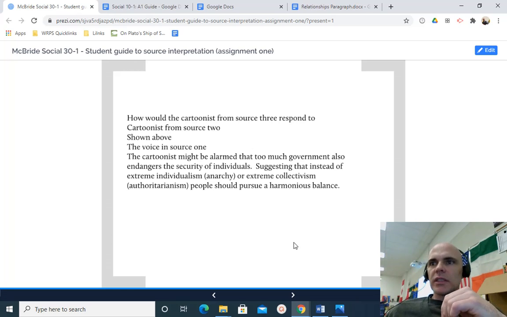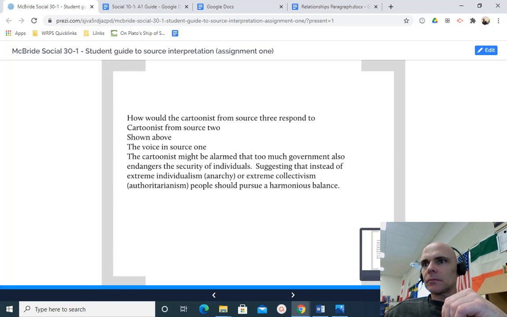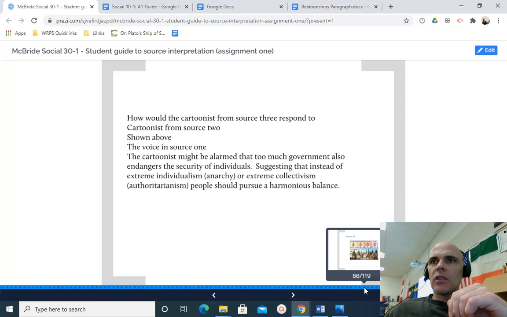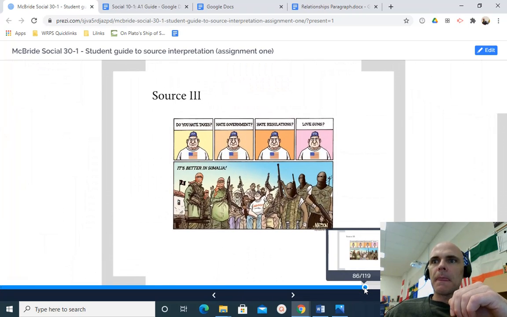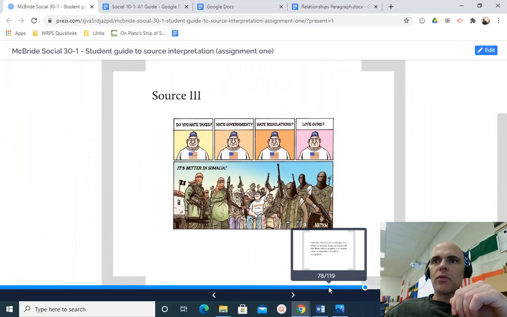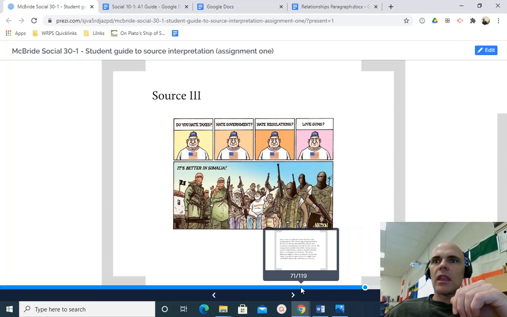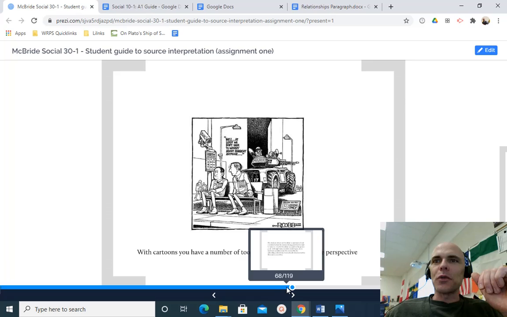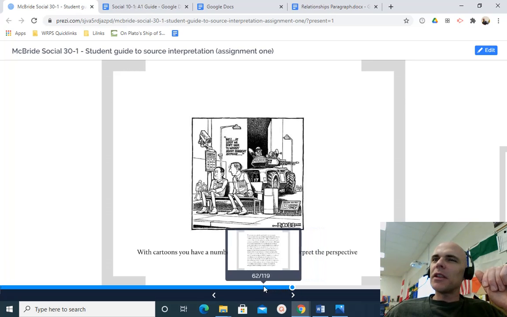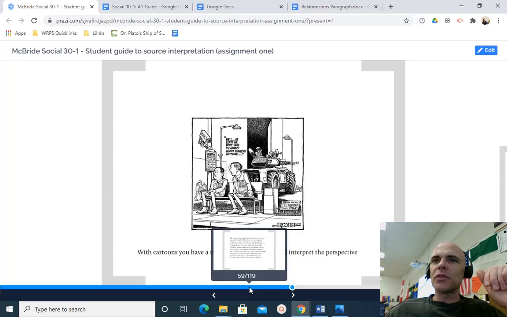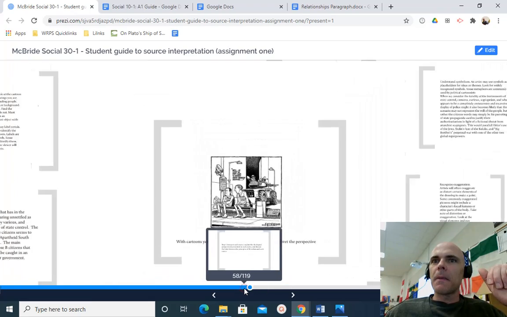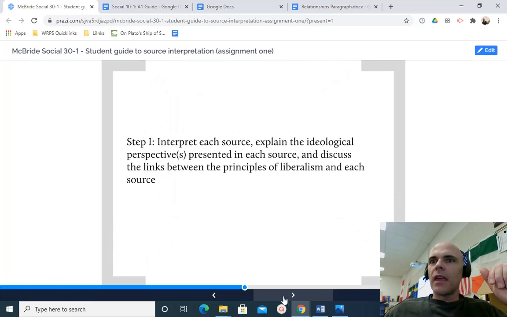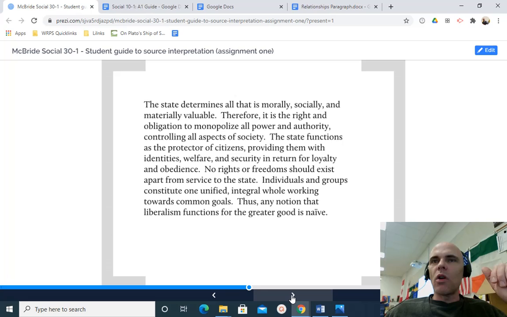So we're about to see 3 sources here within this document. You have this cartoon, and that's source 3, and you have this cartoon, that is source 2. Typically you wouldn't have 2 cartoons in the same set, but they just fit so nicely together. And then we also had this quote.